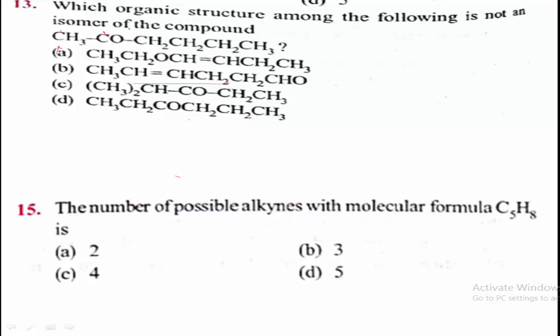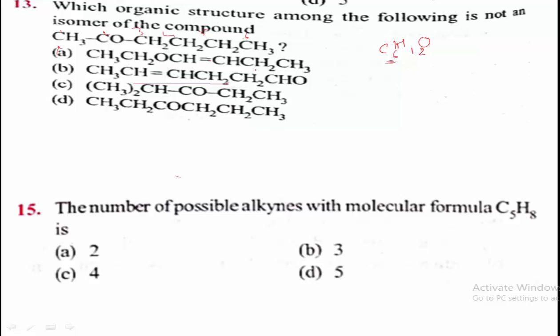Here 1, 2, 3, 4, 5, 6 means C6. Number of hydrogen 3, 5, 7, 9, 10, 11, 12. Yes, C6H12 and 1 oxygen. C6H12O is the molecular formula of the given compound. And among the given options, which one follows the same molecular formula and which one does not? The one that does not follow is not an isomer of this particular compound. That is your answer. Okay, find that.